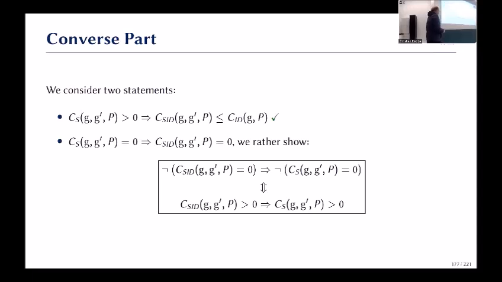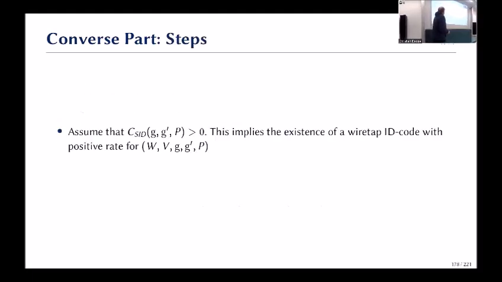And the main thing, the only thing where we have to work a little bit, is if we cannot transmit anything secure, we have to show that we also cannot transmit an identity securely over the channel. And what we do, instead of showing this, we show if the secure identification capacity is greater than 0, then also the secure transmission capacity is greater than 0. So we assume now that this is greater than 0.